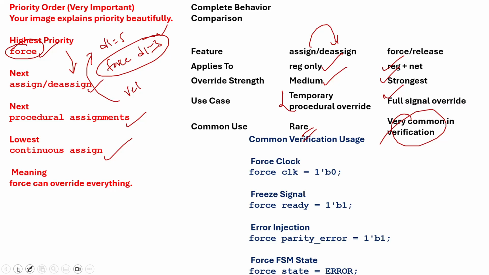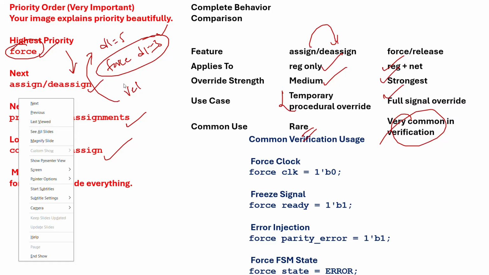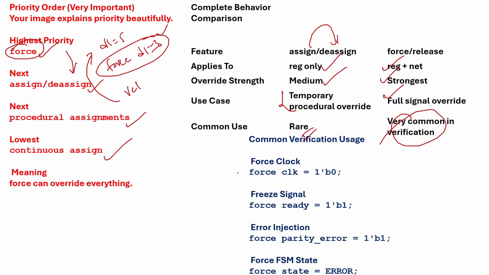So a common verification use of force is when I want to forcibly set the clock to 0. That is force clock equal to 0, because the clock is continuously varying every time, 1 0 1 0 1 0, in this way the clock is assigned. So the clock is continuously toggling and will never stay in the 0 state. Then I utilize the force keyword, and my clock is maintained at 0 for a particular time period.